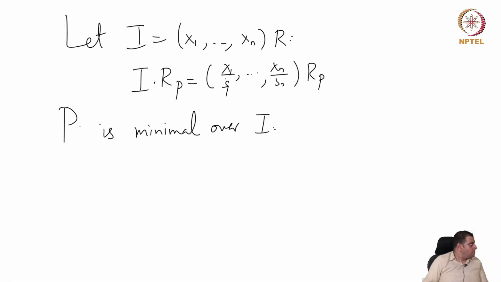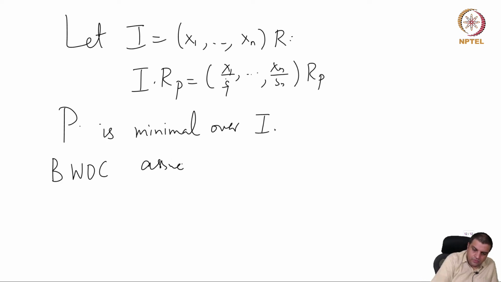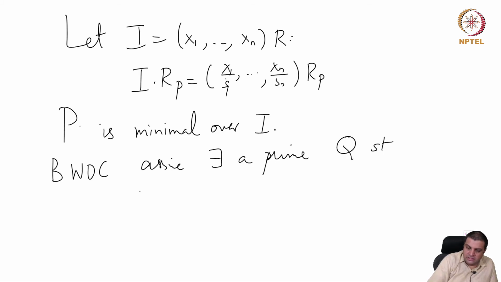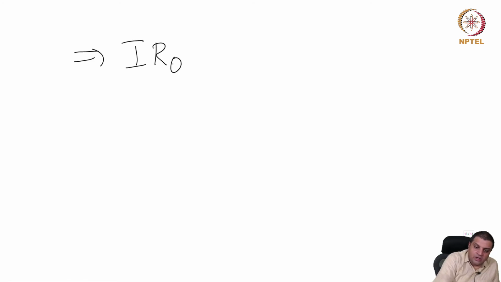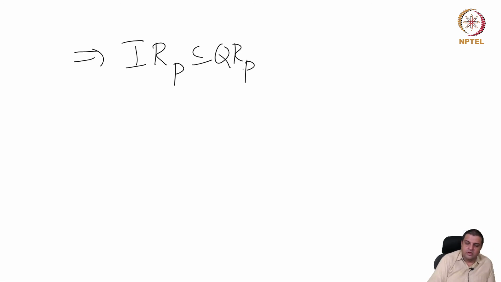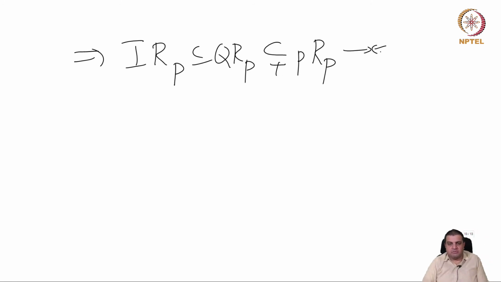By way of contradiction, assume there exists a prime Q such that I is inside Q and Q is not P. So P is not minimal over I. Then this would imply that I RP is inside QRP, but QRP is not PRP. And that is a contradiction. So this proves that P must be minimal.